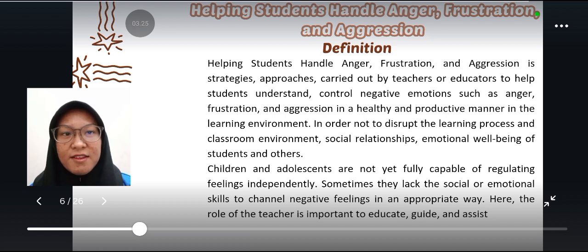Children and adolescents are not yet fully capable of regulating feelings independently. Sometimes they lack the social or emotional skills to channel negative feelings in an appropriate way. Here, the role of the teacher is important to educate, guide, and assist.